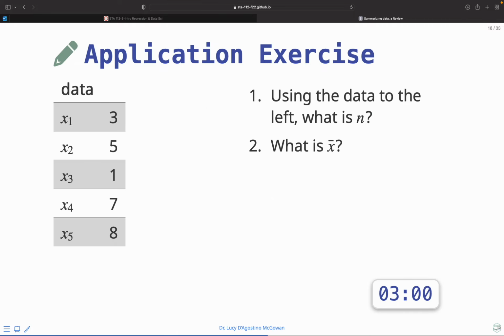Okay, so quick application exercise. Here I have a little data set, and I want you to answer two quick questions. First, using the data to the left, what is n? And second, what is x bar? I'm going to lower this time just a little bit because I don't think it'll take that long. You can use the equation from before, or just how you know how to calculate a mean, and do that for these data points, and then think about what n is. And we'll come together in a second to discuss.